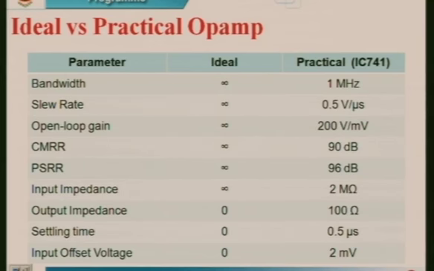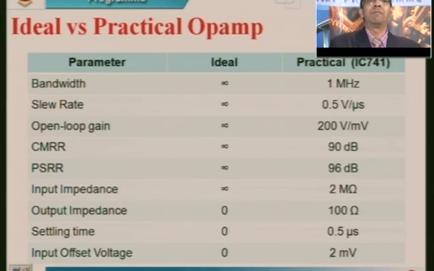Starting with bandwidth, an ideal op amp should have a bandwidth which is infinite, in the sense that it would amplify the entire range of frequencies right from DC all the way up to, you can say, infinite or 1 gigahertz or whatever the case may be. But in the real world, it's not possible. So IC 741 has a bandwidth of 1 megahertz. The parameter that we are referring to here is the unity gain bandwidth, not the 3 dB bandwidth.